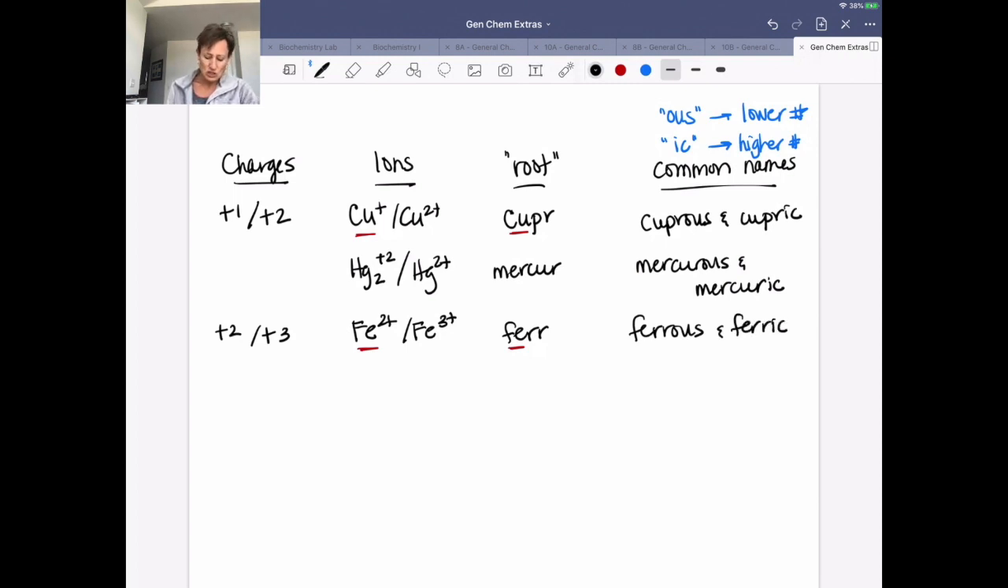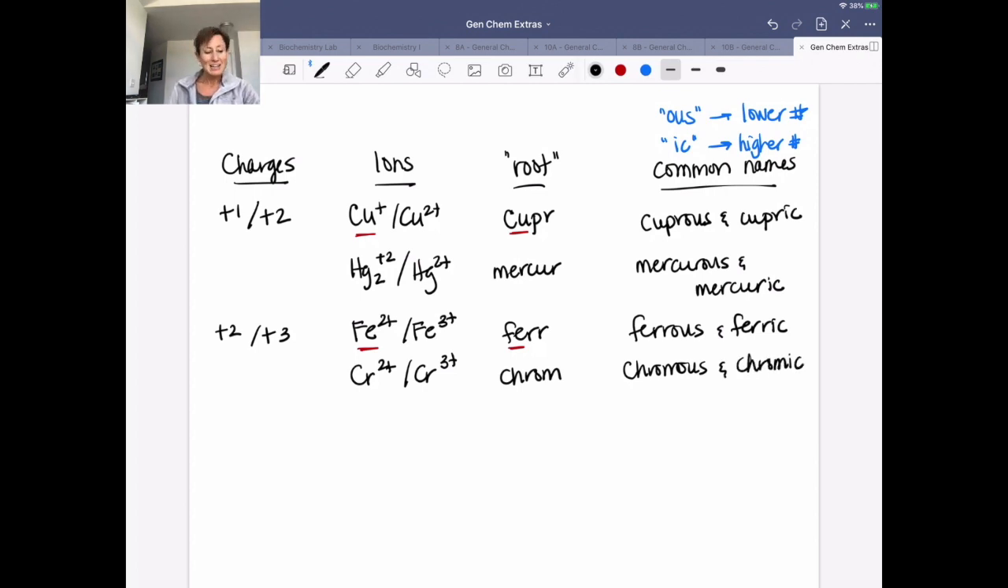Another one that's +2 and +3 is chromium. So chromium 2+, chromium 3+. The root is going to be chrome. And so we're going to have chromous and chromic.